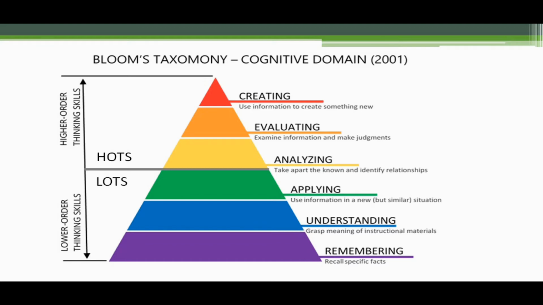These are the lower order thinking levels, skills. And these skills are called LOTS. Most of our teachers teach the students on these levels. We must teach the students beyond these levels. And these levels are the basic levels. Now, let's move towards the higher order thinking levels. And these levels or skills are called HOTS.